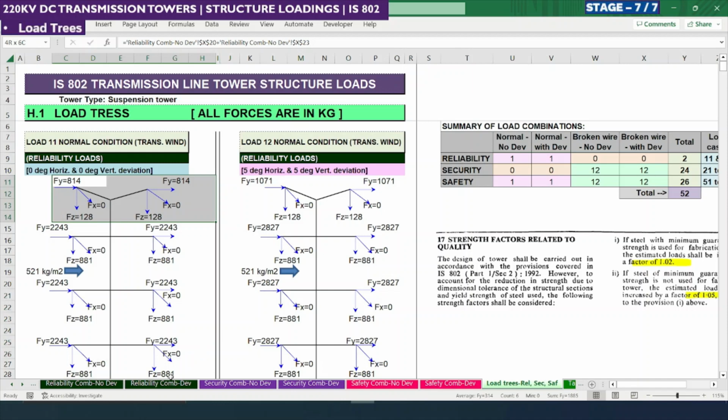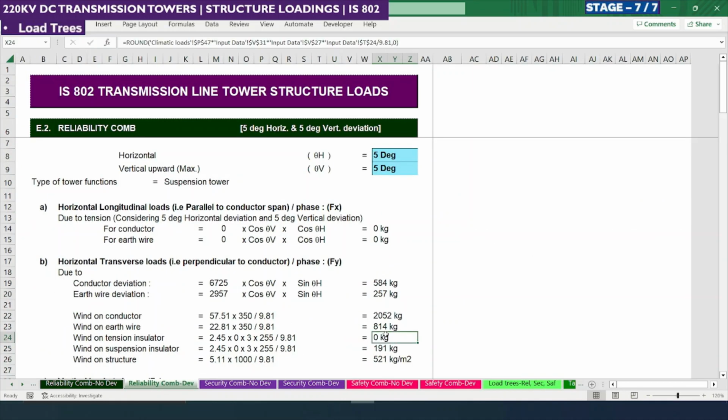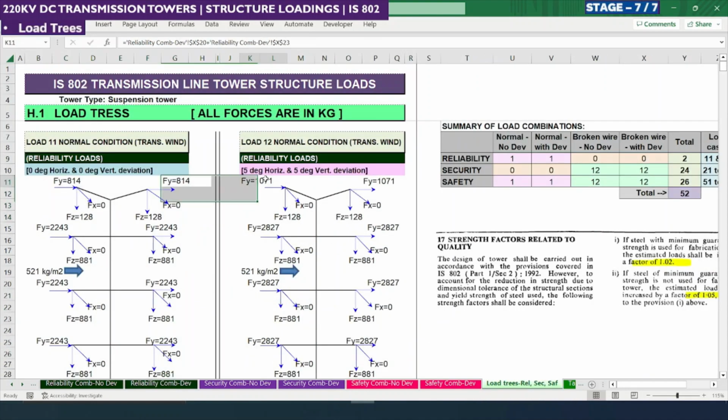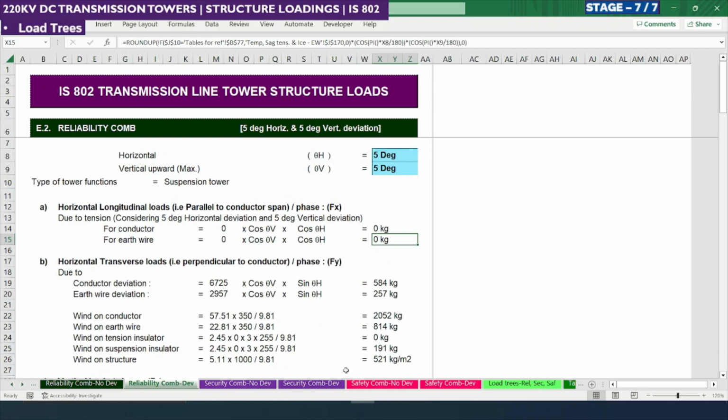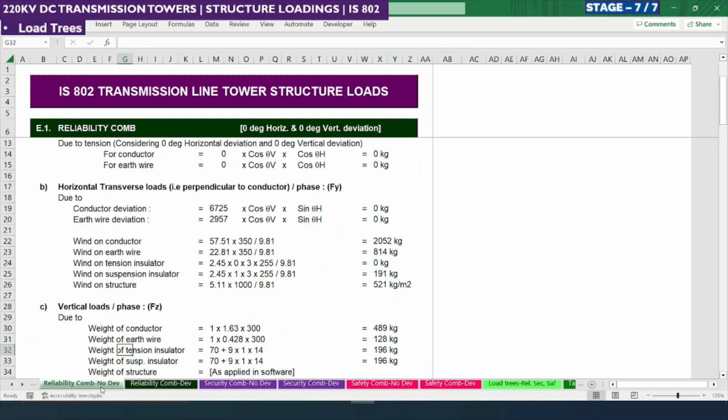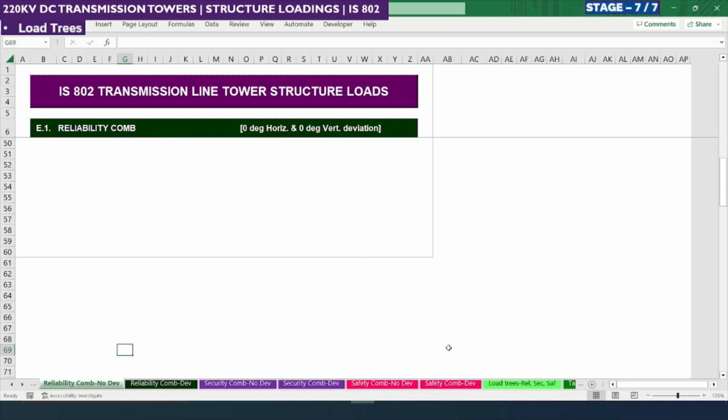Similarly, for the case with deviation, for earth wire we have 814 kg in the transverse load direction, plus 257 due to the 5-degree deviation. These two forces we need to add, and we mention the sum here as Fy. For Fx, the longitudinal force for earth wire is 0, as we calculated.